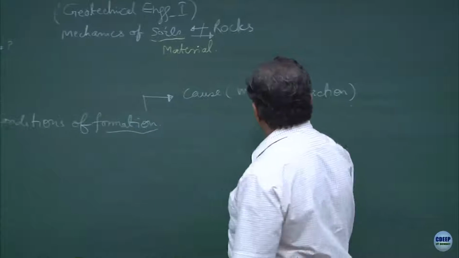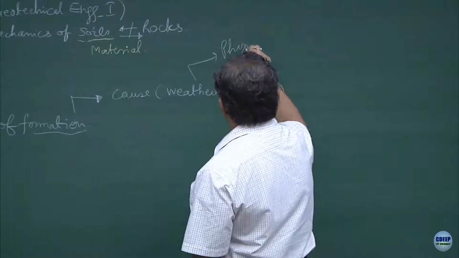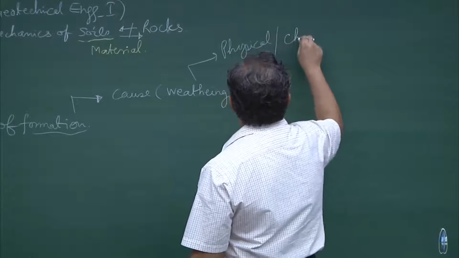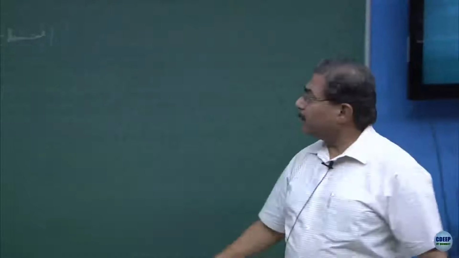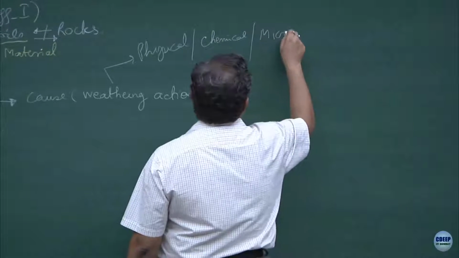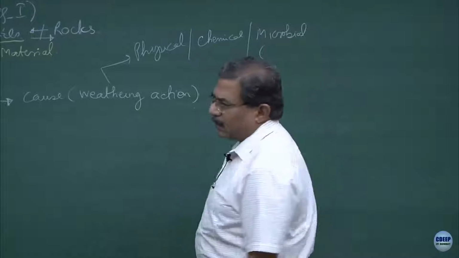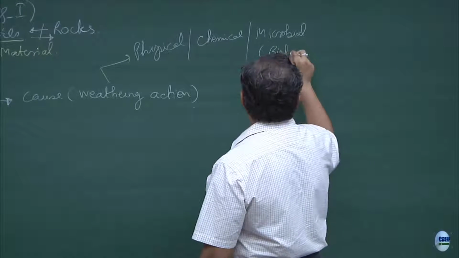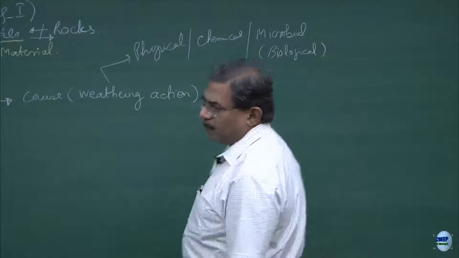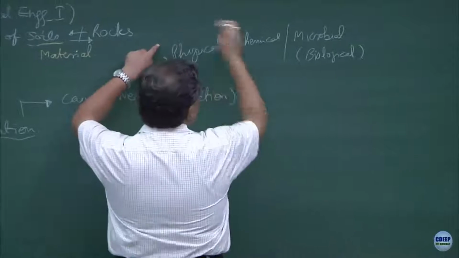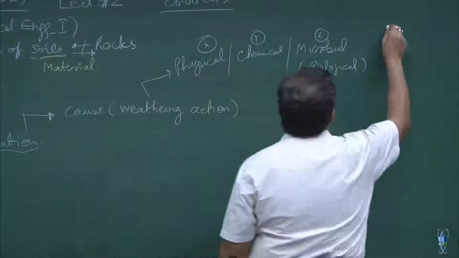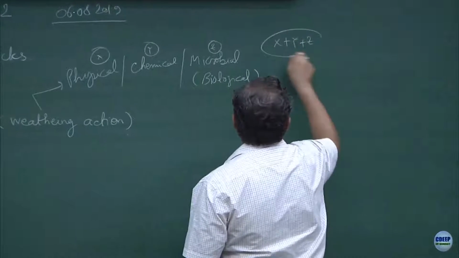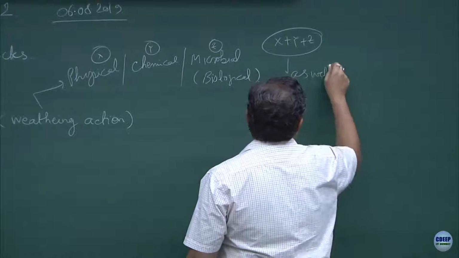And this weathering could be either physical, chemical, it could be even microbial, alright. Sometimes people also call this as a biological. And this could be the combination of X, Y and Z as well. So, this is as far as the formation is concerned.